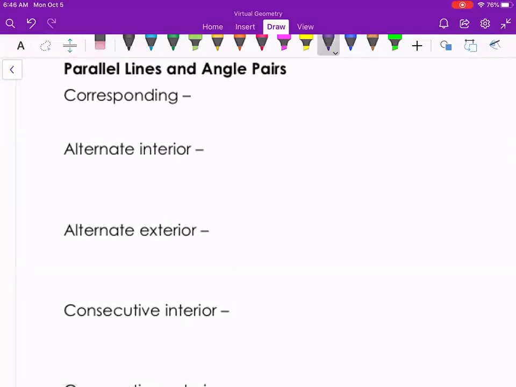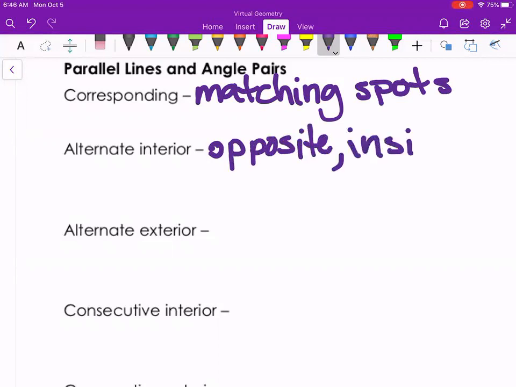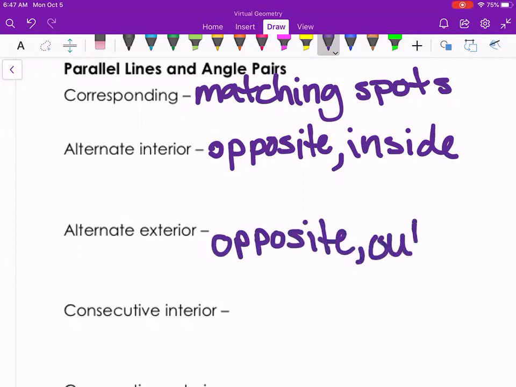Remember, corresponding angles are angles in matching positions, or matching spots. It's all about whether they are in the top left, top right, bottom left, or bottom right, and then we go down to the other intersection and see which one is in the exact same position. Then we also have alternate interior. Remember, alternate meaning opposite, and interior for inside the parallel lines. Then we have alternate exteriors. These were opposite, and exterior for outside.